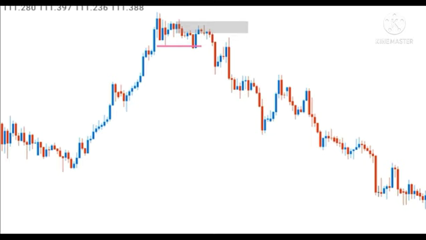Don't take my words for it. Go back and back test, and see how effective these two patterns are. Don't take my words for it at all.